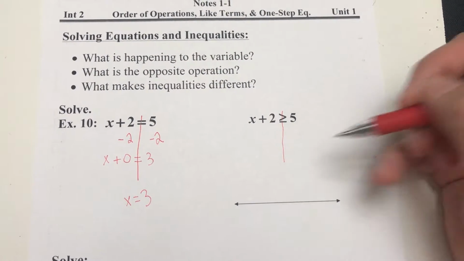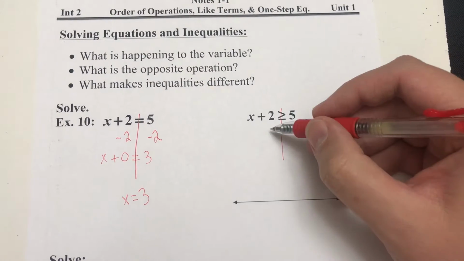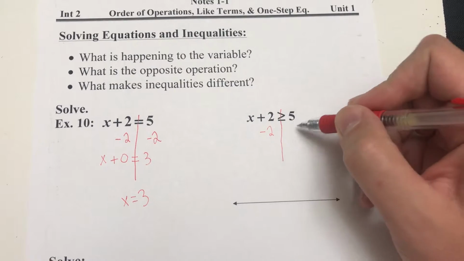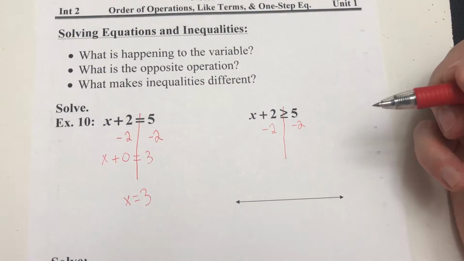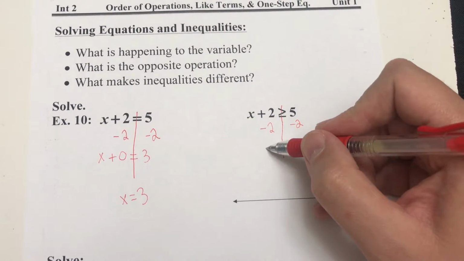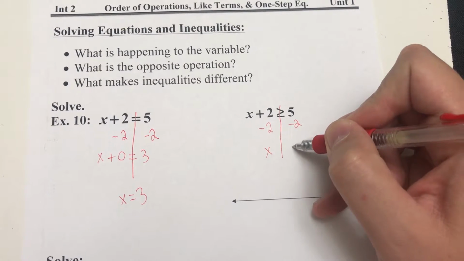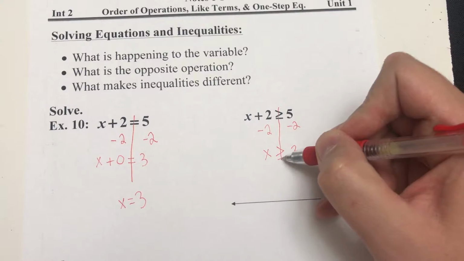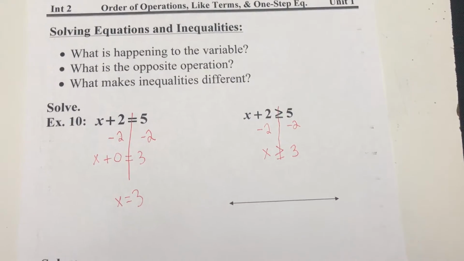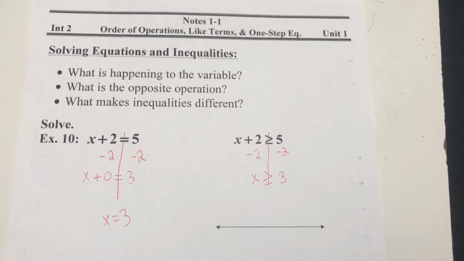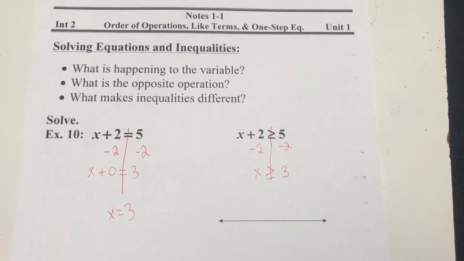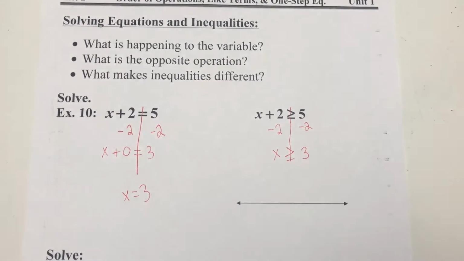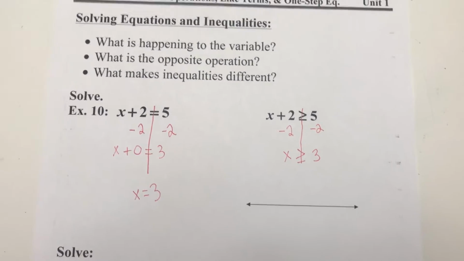Draw your line through the inequality. Realize that the operation happening is an addition, so we'll subtract 2 off of both sides again to keep it equal. And we will get x and 3. We'll keep the direction of the symbol because we haven't multiplied or divided by a negative number. All we did was subtract both sides. And then we get our solution is x is greater than or equal to 3.